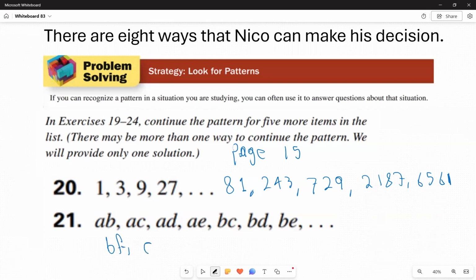The next one is going to be C. And the letters following C are D, E, F, and G. Again, this is not the only one, but that's the answer they have, and that's what I could identify as well. That's the letter and the four letters that follow it.